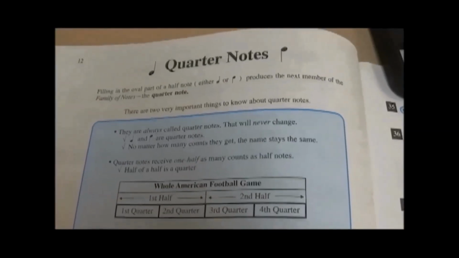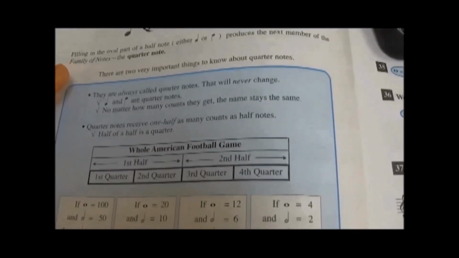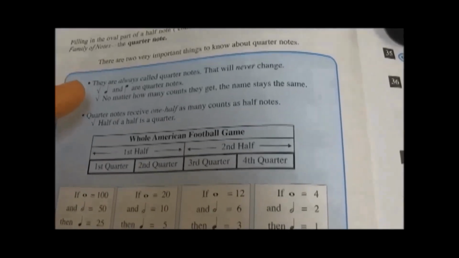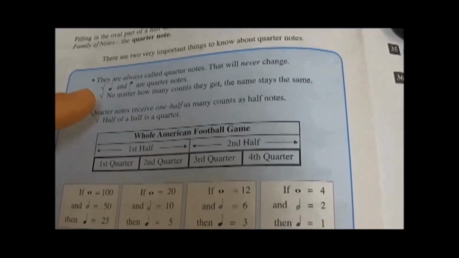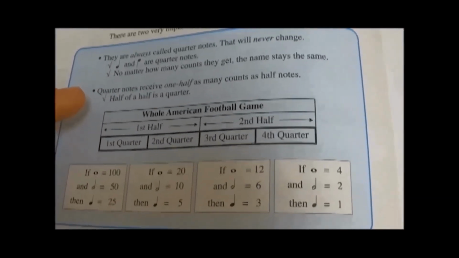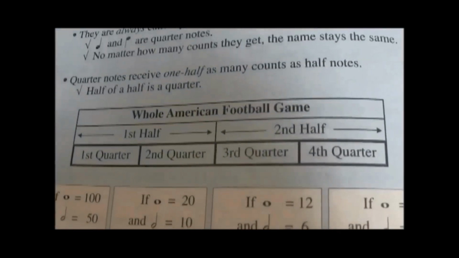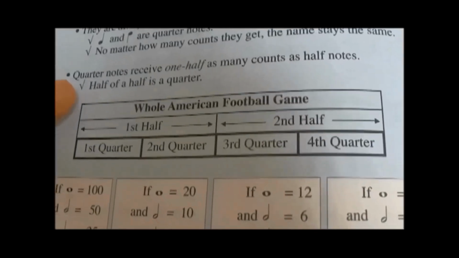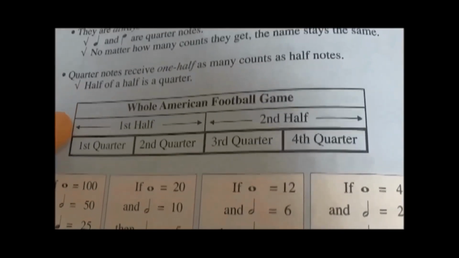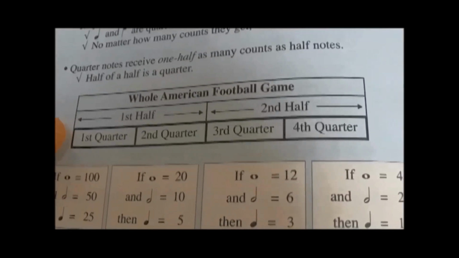We now move along in the book to learn about quarter notes. We learn what they look like, and we learn that there are 2 very important things to know about quarter notes. Number 1, they are always called quarter notes. That will never change. No matter how many counts they get, the name stays the same. Number 2, quarter notes receive 1/2 as many counts as half notes. Half of a half is a quarter. And I like the little visual they give here of a whole American football game, like a whole note. The 2 halves, like half notes. And then each half is divided into 2 quarters. So you have 4 quarters in a whole.